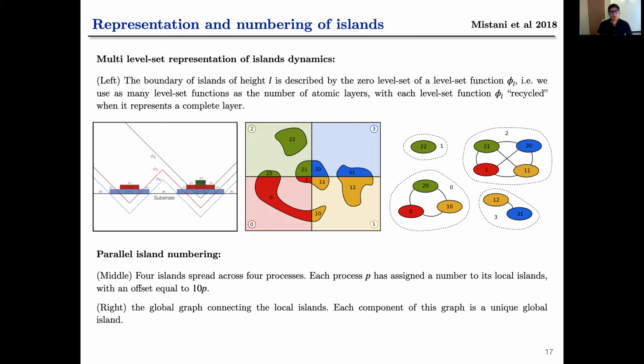For the representation of these islands, we just bundle every island at each layer by one level set function. Whenever we have a new layer that grows, you introduce a new layer, and when one layer is fully covered by atoms everywhere in the substrate, we recycle that array and reuse it for the next layer. That's more efficient in terms of memory usage.